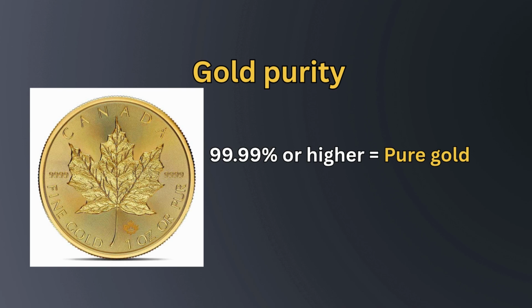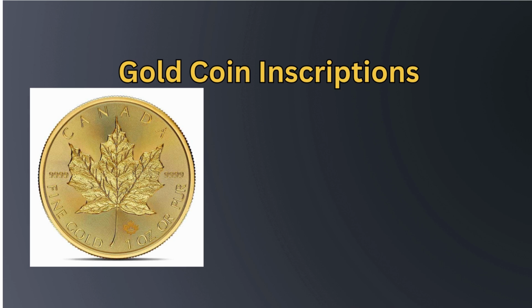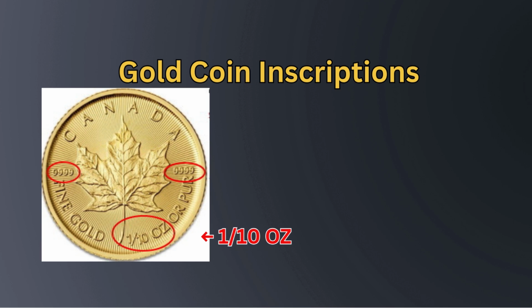Regarding gold purity, gold with a purity of 99.99% or higher is considered pure gold. For example, this is the famous maple leaf gold coin, which contains various inscriptions providing information about the coin. This gold coin is labeled as 1/10 ounce. Since it uses troy ounces, 1 troy ounce is 31.1 grams, so 1/10 of that is 3.11 grams of gold.